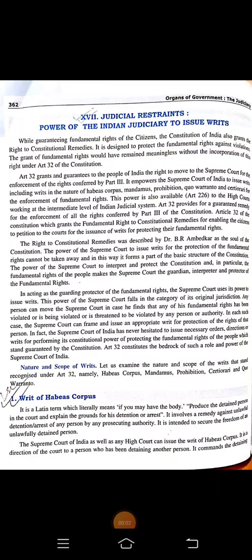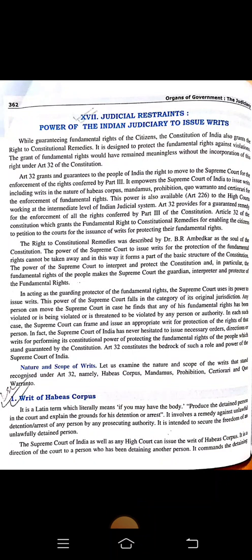Number 8 from your political science book of grade 12, and the name of the chapter is Organs of Government, that is the Judiciary. And today we are going to complete this chapter in this video. So, judicial restraints, or you can say the powers of the Indian judiciary to issue writs.